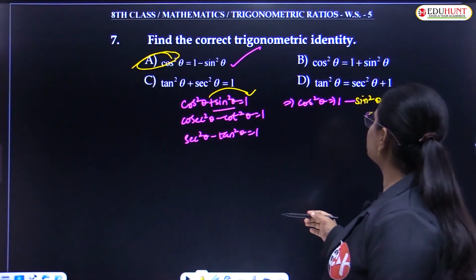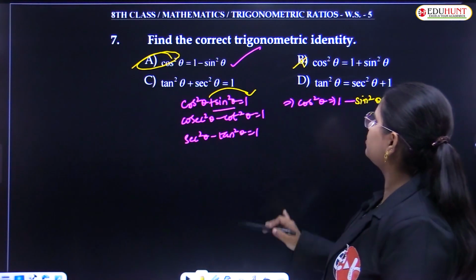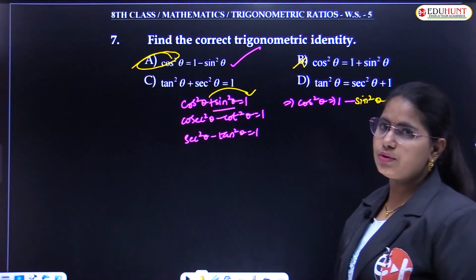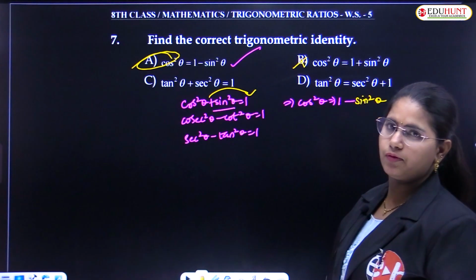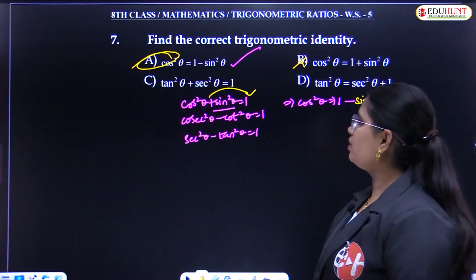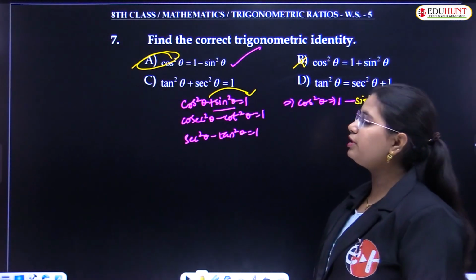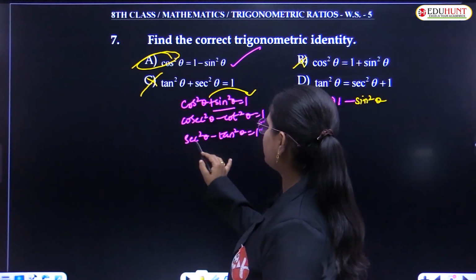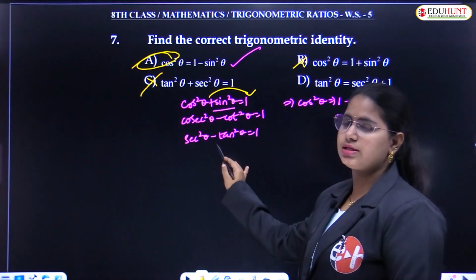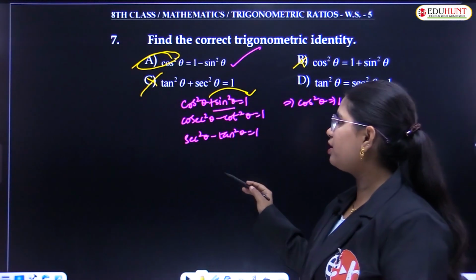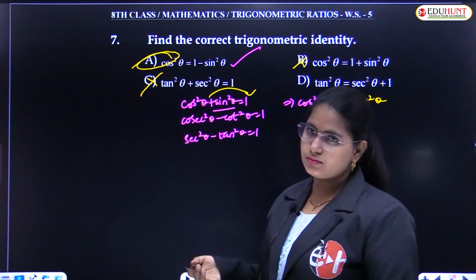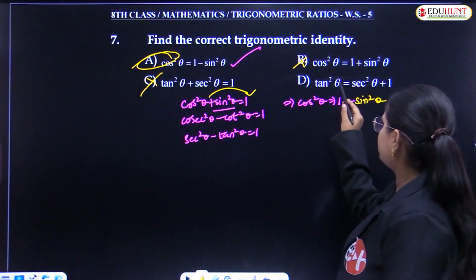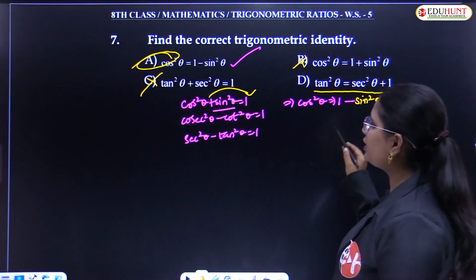Next one. Cos square theta is equal to 1 plus sine square theta, this is the wrong option. Cos square theta is not equal to 1 plus sine square theta. Just now I have proved it with the example, right? Next one. Tan square theta: secant square theta minus tan square theta is equal to 1. This is also wrong, right? This is secant square theta minus tan square theta equal to 1, but here they have given plus. Wrong one.